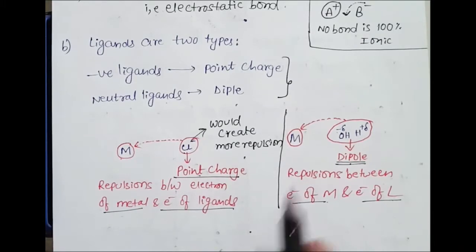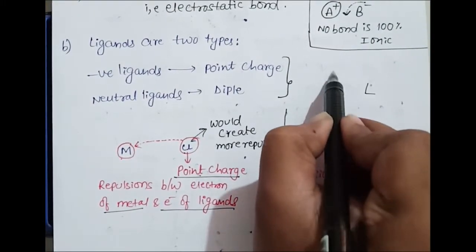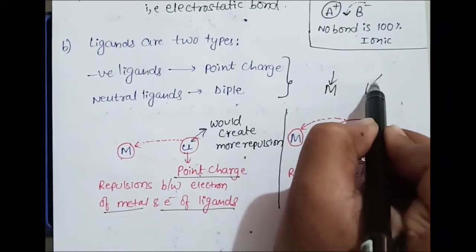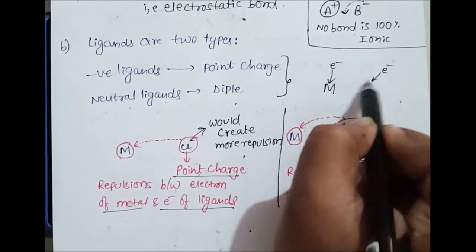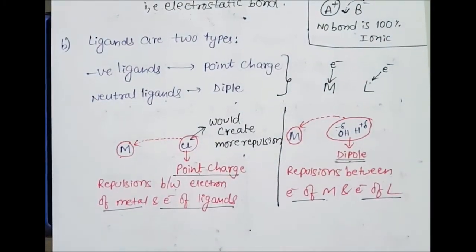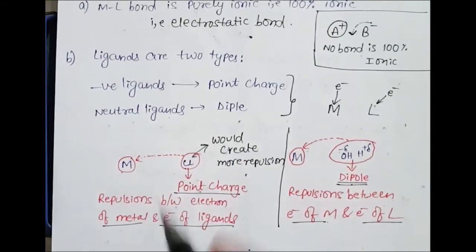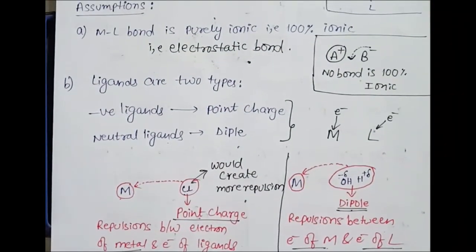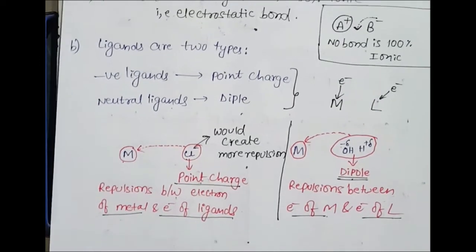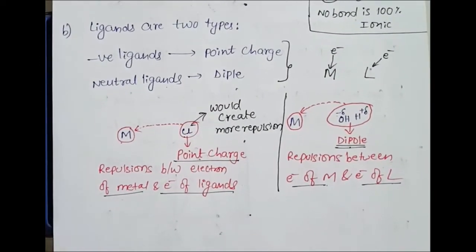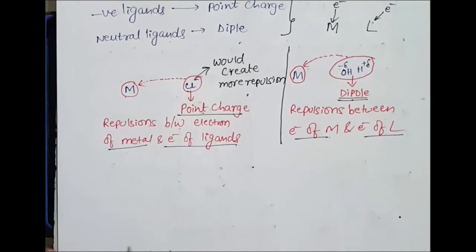So ultimately there will be repulsions between electrons of metal and electrons of ligand. Got my point here? Here you can see the metal and here the ligand; there will be some electrons in the metal and some electrons in the ligand. So electrons of metal and electrons of ligand always repel each other. That is the main assumption of crystal field theory. There are two important assumptions. I hope you understood it. Rewind the video in case you have trouble with this one. Now, based on that, we will see how splitting will happen.